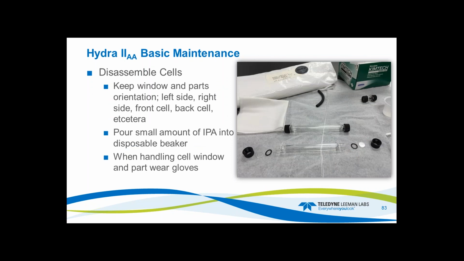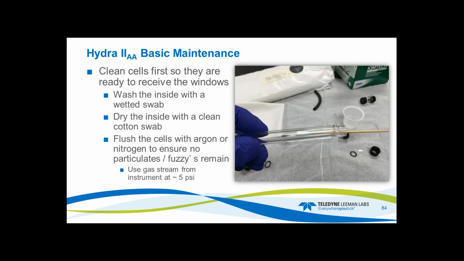So disassemble the cells. Keep the parts orientation the same. So left side, right side, front cell, back cell, etc. If you mix up parts, you can change the baseline parameters and different things within the system. So just keep them all the same and clean them and reassemble them exactly how they came apart. And wear gloves when you do this.